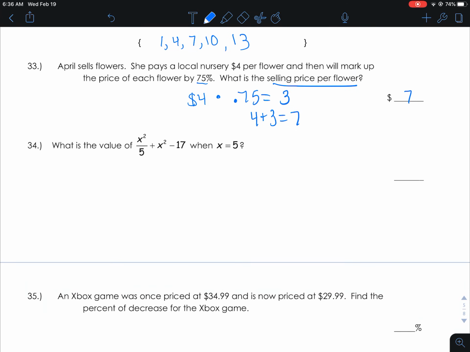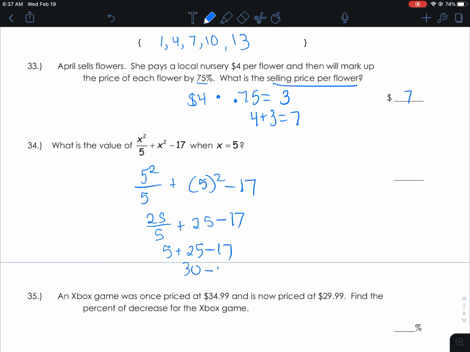All right, number 34. This is just like substituting, just like evaluating expressions. So we're going to do 5 squared divided by 5 plus 5 squared minus 17. That'd be 25 over 5 plus 25 minus 17. You want to make sure you get all the dividing and multiplying done before you start adding and subtracting. So that'd be 5 plus 25 minus 17, 30 minus 17, which is 13.